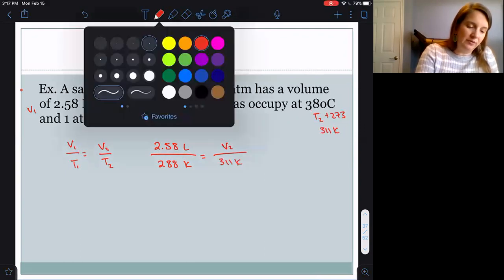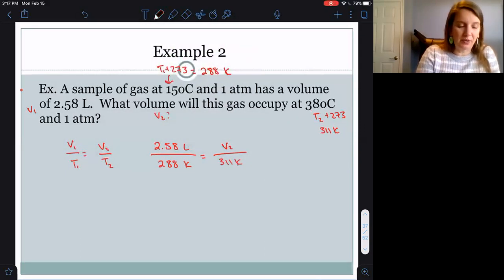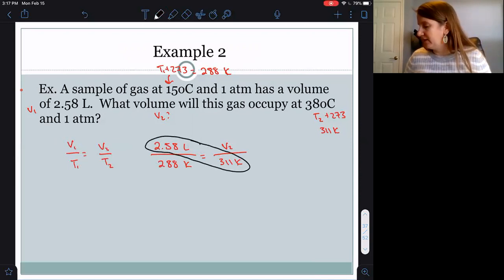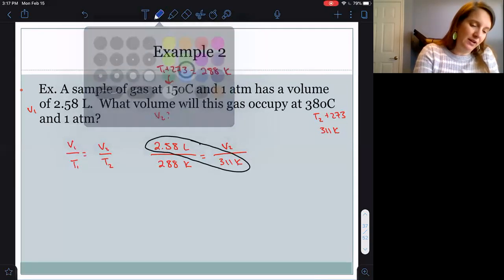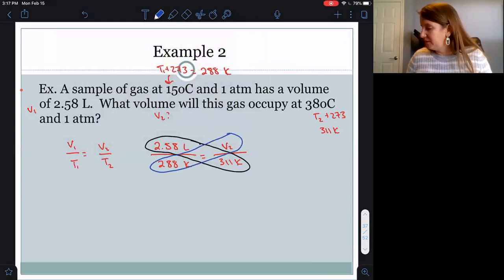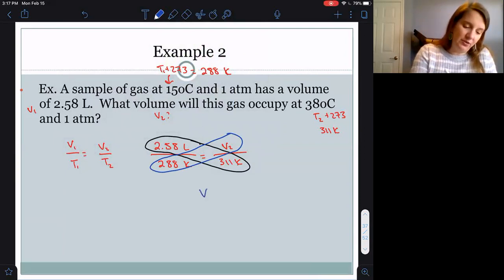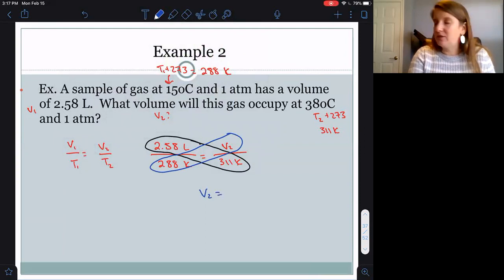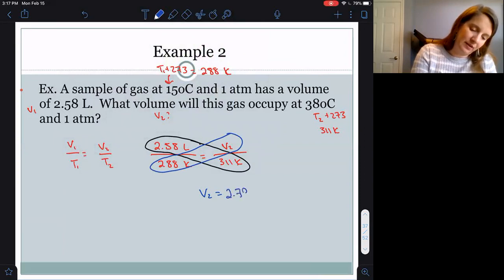So when we solve, you're going to cross multiply. So we're going to take these numbers together and multiply those. So 2.58 times 311. And then we're going to go back and divide by this diagonal where your variable is. We'll divide by 288. So our answer for V2, we get 3 sig figs because that's the fewest number of sig figs, is 2.79. And our units are liters because on the V1 side, our unit was liters.